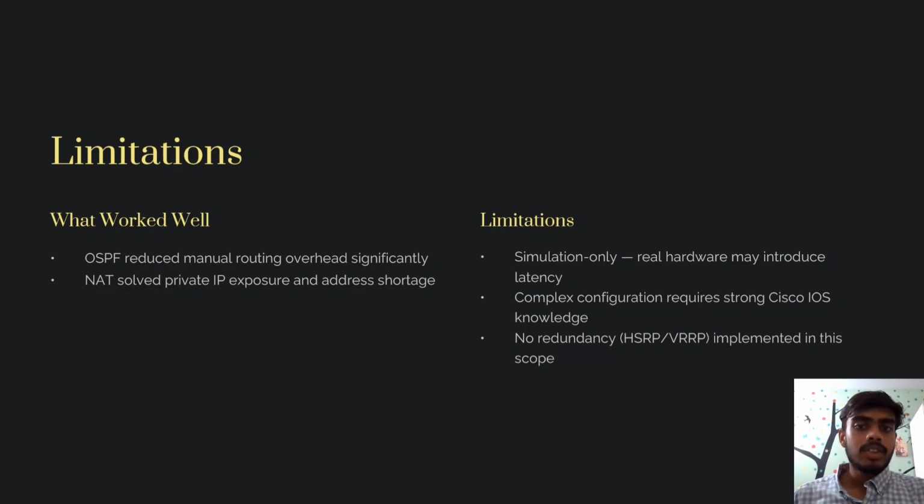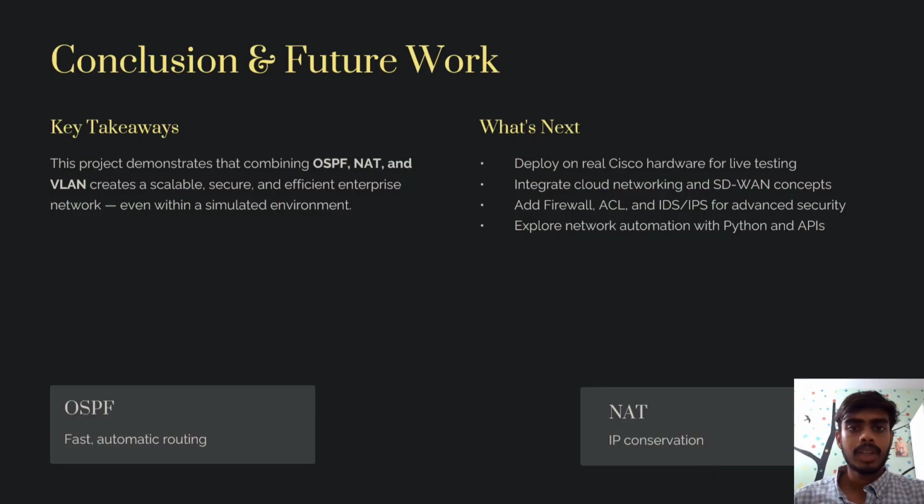This slide highlights what worked well and the limitations. While OSPF reduced manual work and NAT solved IP address issues, however, the project is simulation based and does not include real hardware changes or redundancy. In conclusion, we successfully designed and implemented an enterprise network using modern technologies like OSPF, VLAN, and NAT.